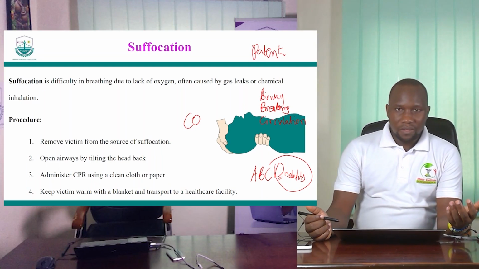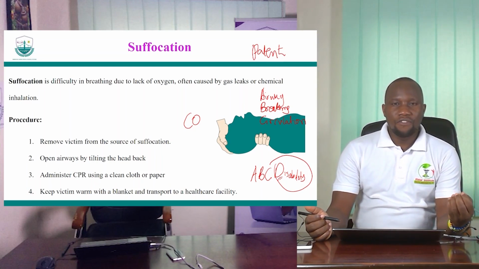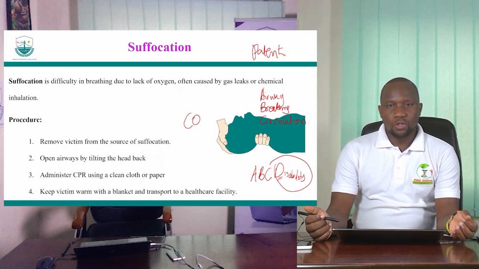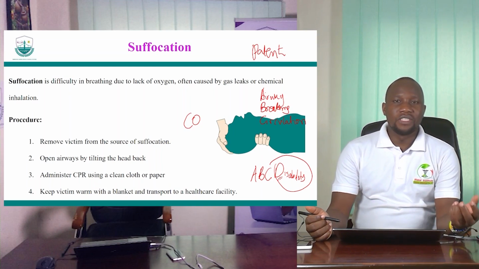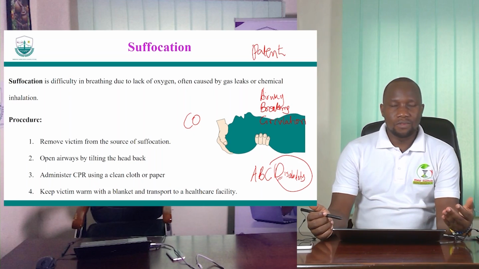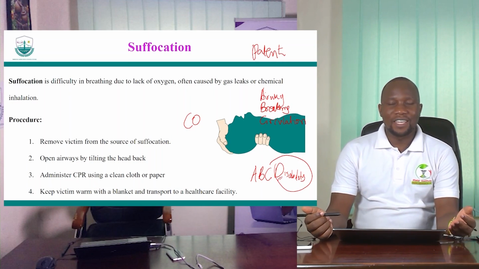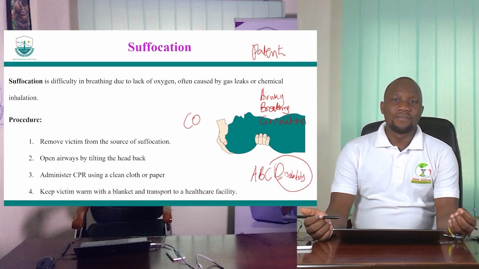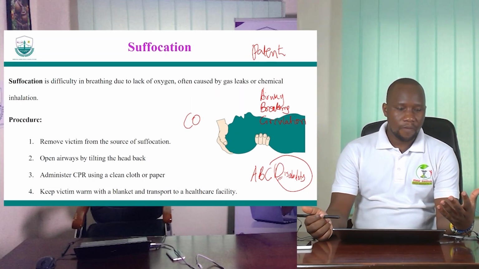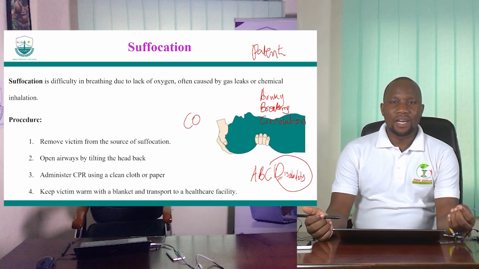So in our daily lives, if you have been cooking using a charcoal stove, and that charcoal stove is inside the house, then you close the windows and the door, then you sleep off. Okay, that is actually dangerous. You can actually die. Why? Because there is not going to be enough supply of oxygen.